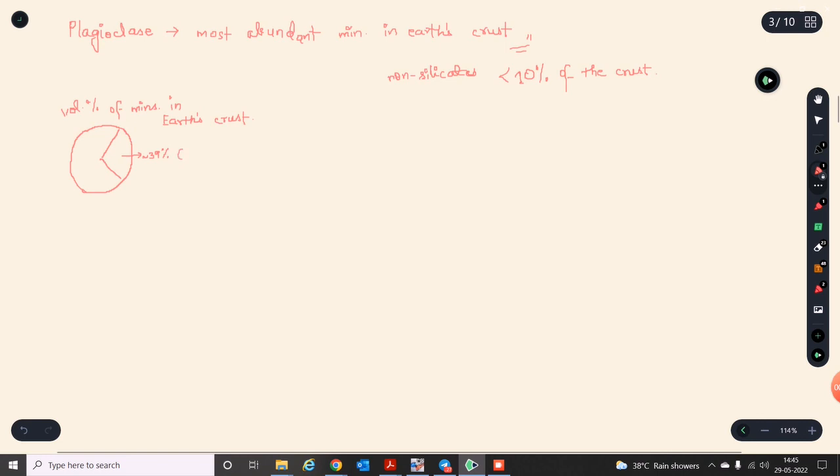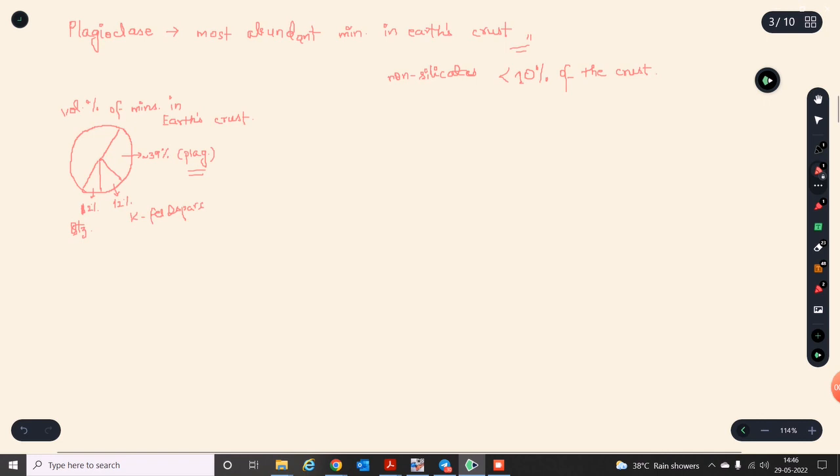This is plagioclase. Plagioclase feldspars are the most abundant, followed by what is the second most abundant in Earth's crust? Second most abundant, we have two actually, 12%, and another category is also 12%. So these are almost similar. That is K feldspars and quartz, approximately equal to 12% each.